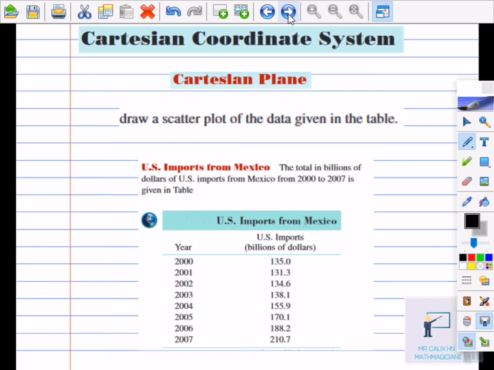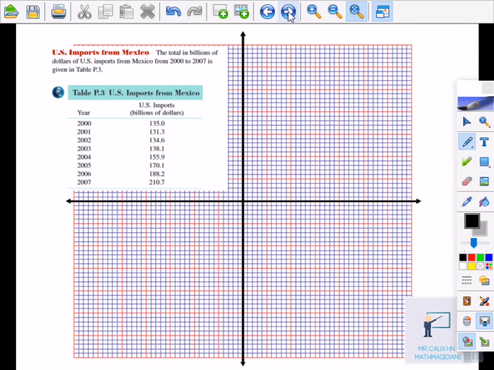A scatter plot is just a normal X and Y graph. The exercise says, U.S. imports from Mexico. The total in billions of dollars of U.S. imports from Mexico from 2000 to 2007 is given in the table that you can see here. For that, we have to make a graph, so we will change our slide to the one where we have our graph. I already copied the table, as you can see here.